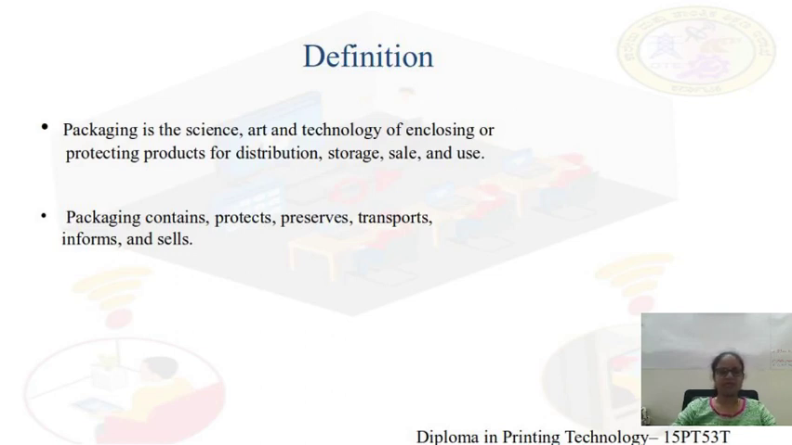Here the term contains, what does it mean? Containing. That is, the package has a capacity to contain the product, safeguard the product, carry the product, accommodate the product within the package. Next is protects. What are all the ways it is protecting? It protects from external damages, climatic conditions, moisture, etc.